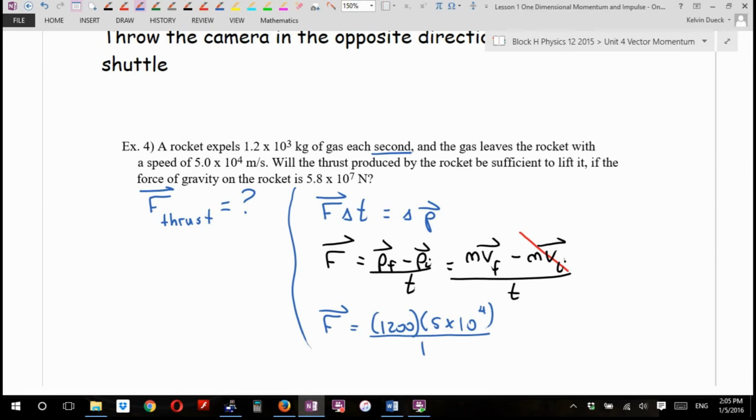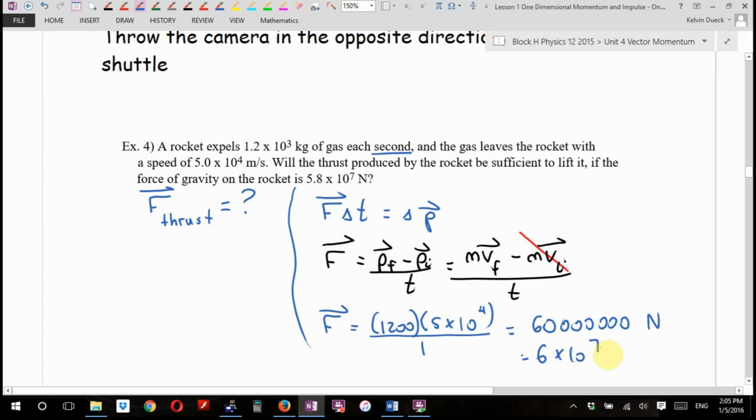In fact, you know what? I think I can do this in my head. Well, I know that 5 times 12 is 60. And then I have 1, 2, 3, 4, 5, 6 more zeros. I think you get 6 times 10 to the 7th newtons, which is enough thrust. Barely. In fact, I can tell you what the difference is. I could now, if I wanted to, go winner, thrust, minus loser, gravity. I could even calculate the acceleration and all sorts of stuff if I really wanted to, but yeah.